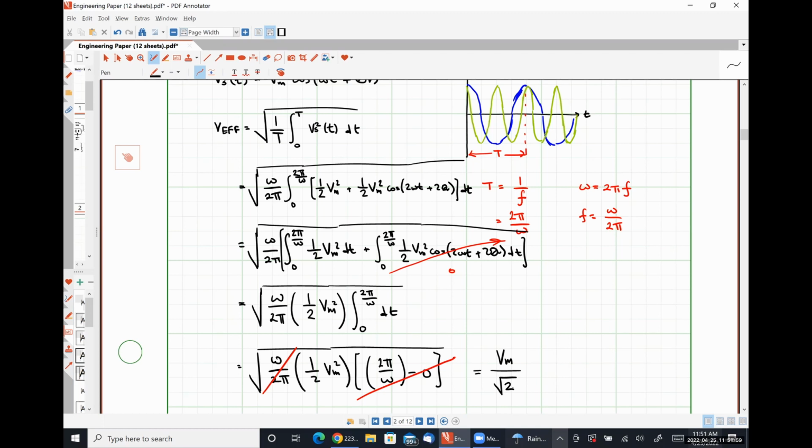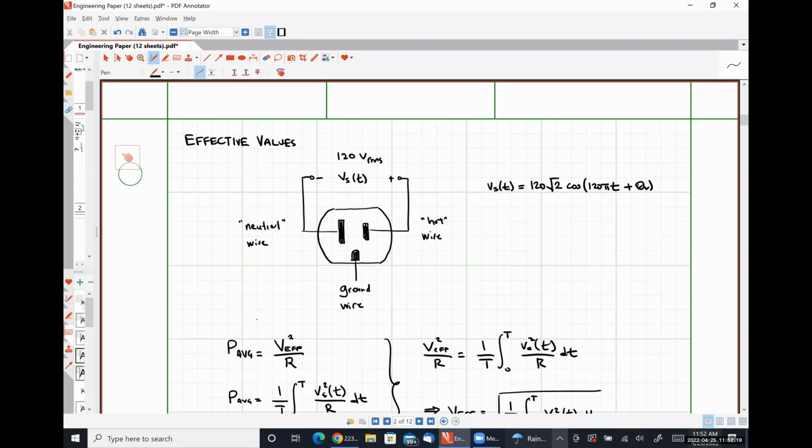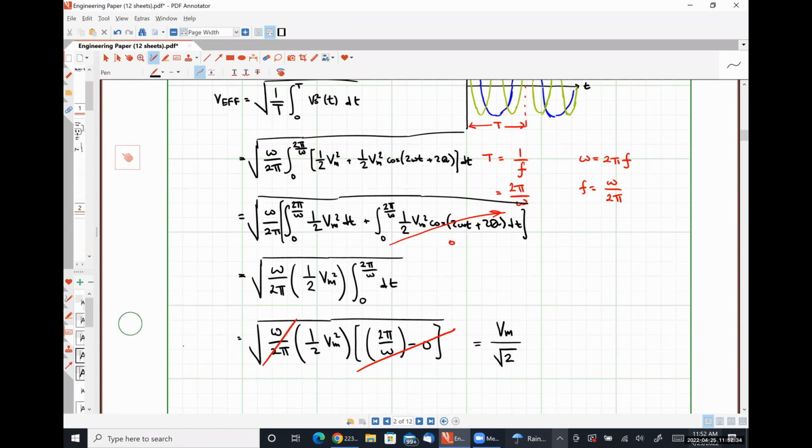No, so the Vm here is simply whatever magnitude the periodic waveform has, right? Or in this case, the sinusoidal waveform. So if we scroll way back up to the top, 120 square root of 2 divided by square root of 2 is 120. Oh, okay.